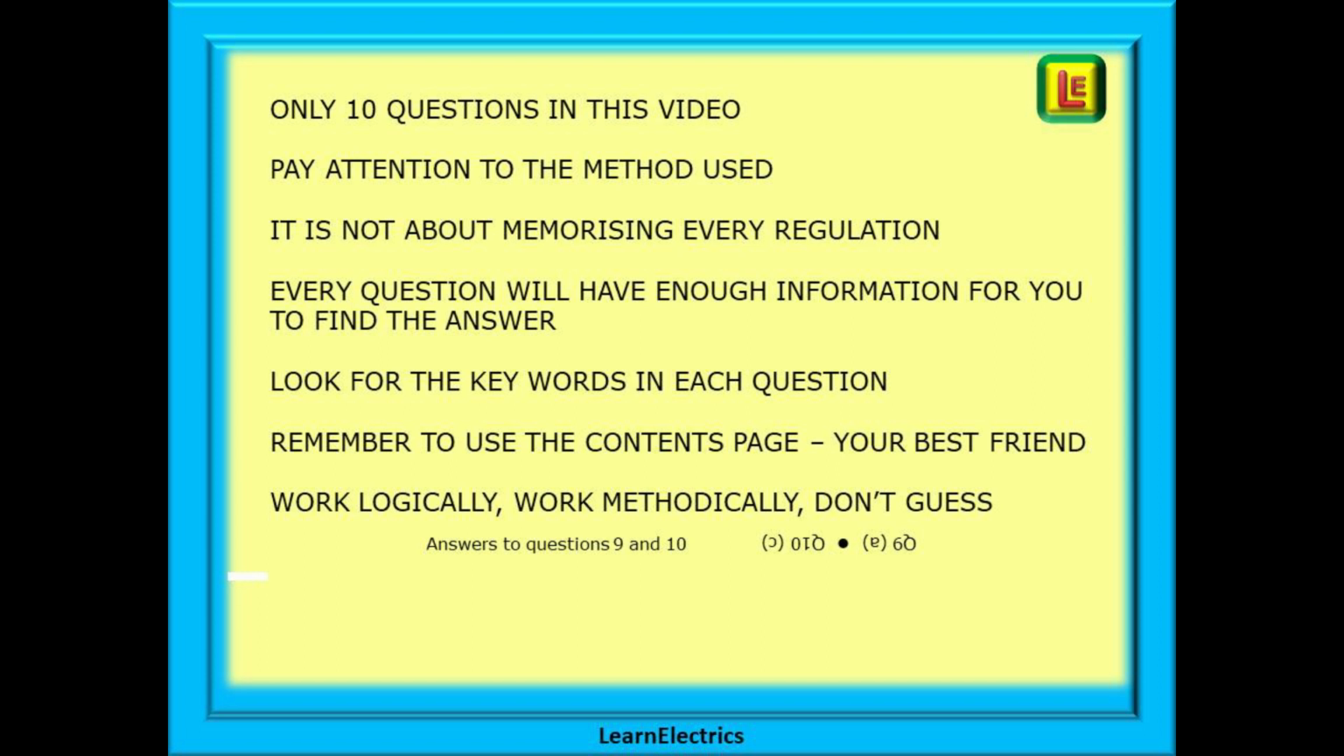And remember to use the contents page. It really is your best friend. Work logically, work methodically, don't guess. And the answers to question 9 and 10 are here at the bottom of the page. We hope that you've enjoyed these little exercises, and we will make them progressively more demanding over this short course, and good luck to you all.